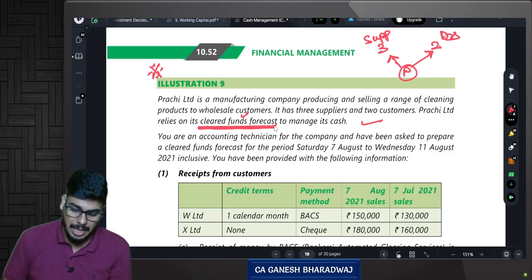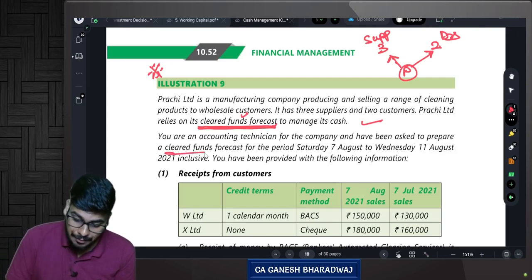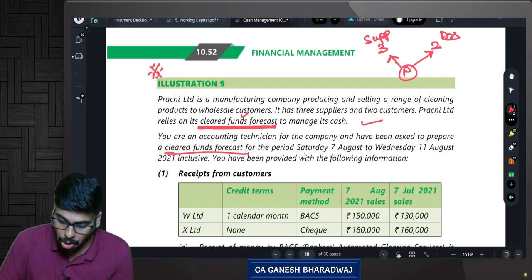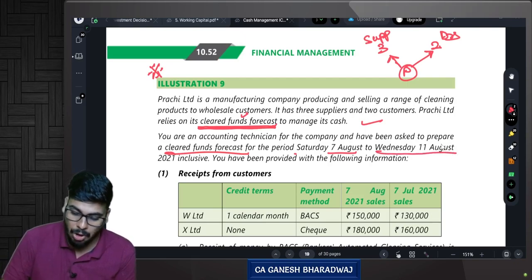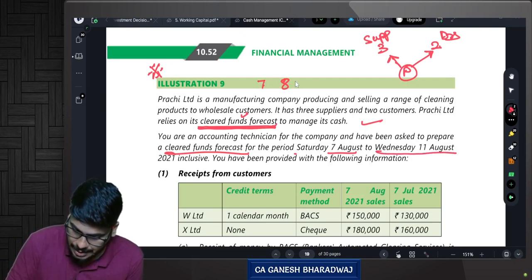Are you clear with this? You are an accounting technician for the company and have been asked to prepare a cleared funds forecast for a period of Saturday, that is 7th August, to Wednesday, that is 11th August. So 7, 8, 9, 10, 11.